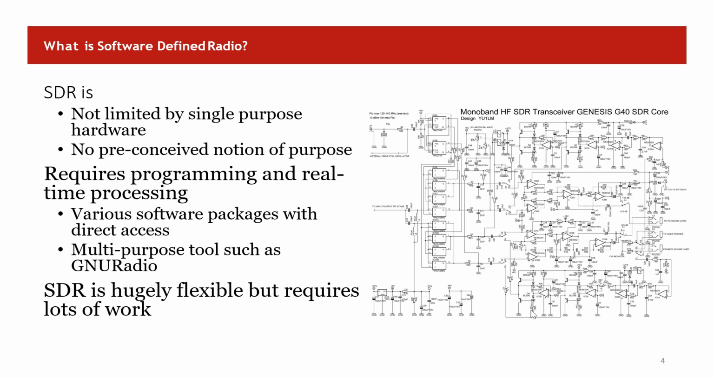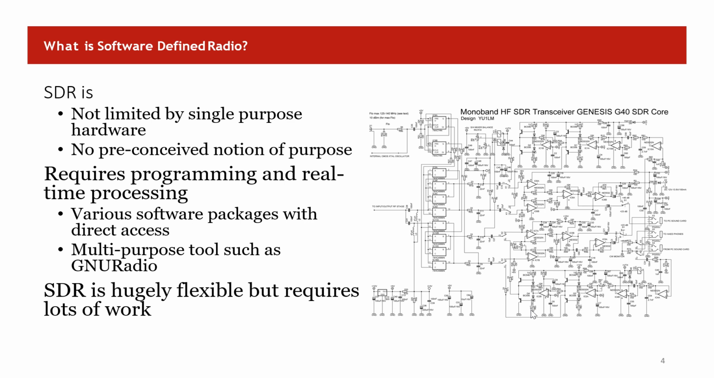So, if we talk about SDR, it is hugely flexible but requires a lot of work to do. This basically defines the entire structure, or you can say the circuit diagram, of an SDR and how it is being used, a simple SDR. It's basically the monoband SDR transceiver, that is Genesis G40.